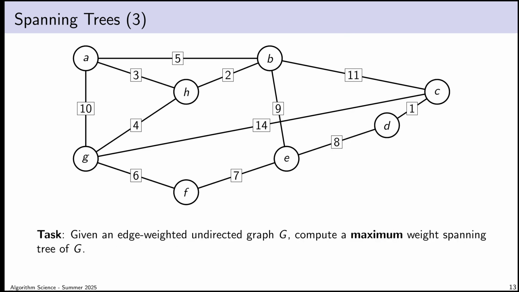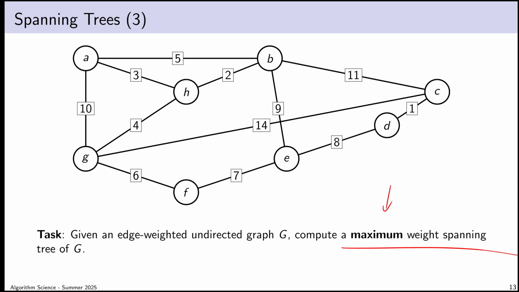How about this problem? We haven't actually studied this problem at all. Compute a maximum weight spanning tree of a particular edge-weighted undirected graph. It actually turns out that although we haven't studied this problem, there is a very easy way of transforming the maximum weight spanning tree problem into the minimum weight spanning tree problem, which means if we can solve the minimum weight spanning tree problem in polynomial time, we can solve this one too.